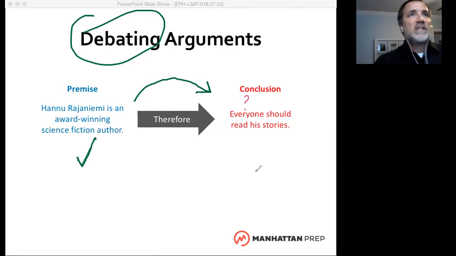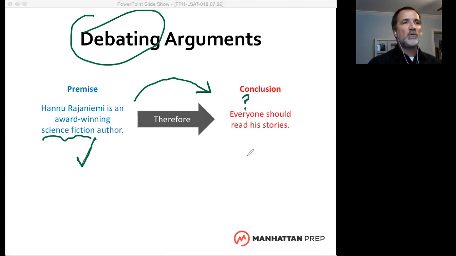And Christina, you came up with a really good point: he's a science fiction author, what if I don't like science fiction? Christina, you are included in everyone in my conclusion, right? You're part of everyone. So what if some of these everyone people don't like science fiction? That would shoot a hole in my argument.